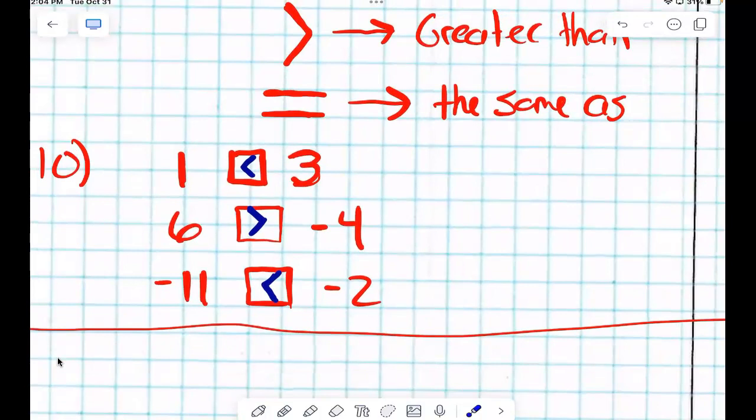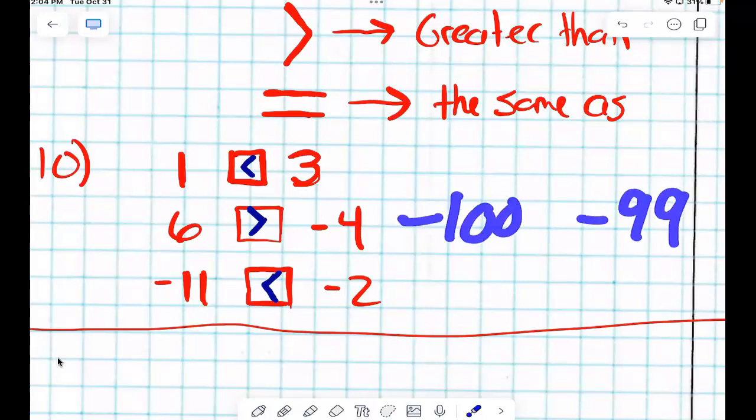The bigger number is always going to be where on the number line? The right side. Or it's going to be more right. It's not necessarily going to be on the right side, it's going to be more to the right, right? So you could have like negative 100 and negative 99. Which one's closer to the right? Negative 99. We cool?